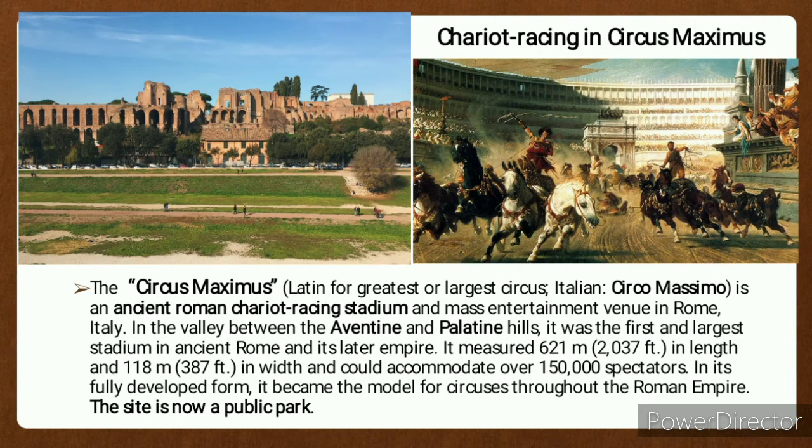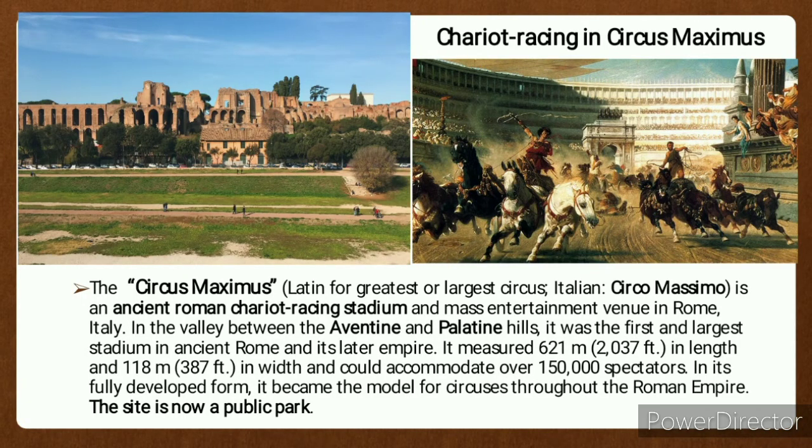The Circus Maximus is an ancient Roman chariot racing stadium and mass entertainment venue in Rome, Italy. In the valley between the Aventine and Palatine Hills, it was the first and largest stadium in ancient Rome and its later empire. It measured 621 meters in length and 118 meters in width and could accommodate over 150,000 spectators. In its fully developed form, it became the model for circuses throughout the Roman Empire.